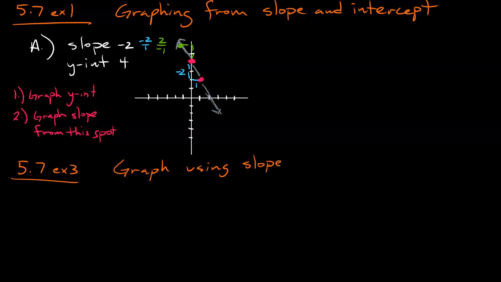So this is going to sound similar. It's graph using slope-intercept form. The difference is that the example we just did was when you were given the slope and given the intercept. On this one, you're not going to be given the slope and the intercept. You have to figure them out.